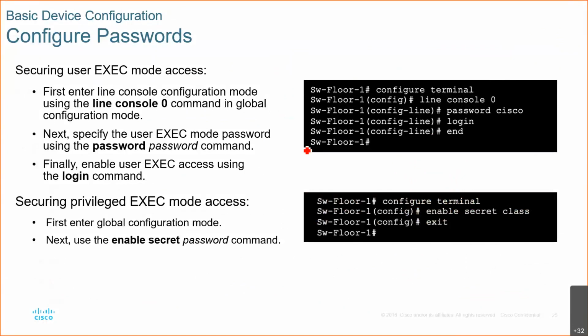So in order to access the user mode, you can set a password. What you can do is you can say configure terminal. Then you can say line console 0, password Cisco, login, and that's it. So next time when you're logging in to your system, when you open your system, it will ask you for a password, and then you have to type the password Cisco.